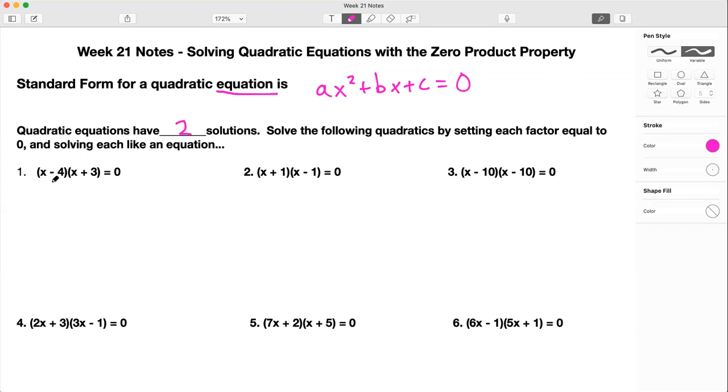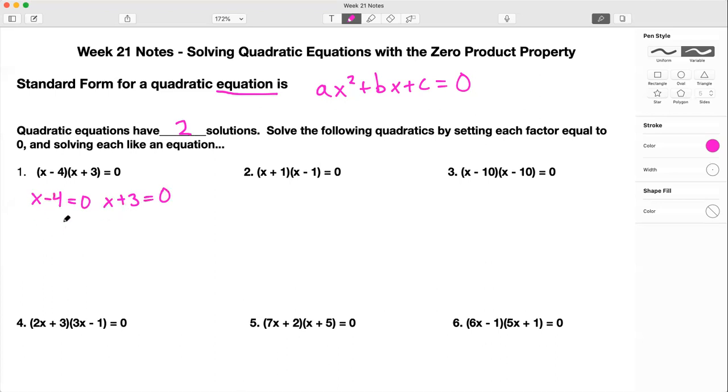So the zero product property says that we can set both factors equal to 0. If you have something multiplied by something else and it equals 0, then either of them can equal 0. Any of them can equal 0. So, well, actually, let me do this again. X minus 4 equals 0. That is true. And this is true. X plus 3 equals 0. All right, both of those are true.